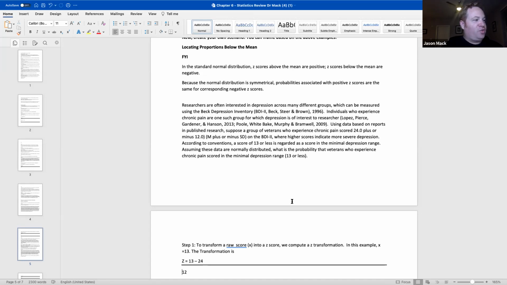According to conventions, a score of 13 or less is regarded as a score in the minimal depression range. Assuming these data are normally distributed, what is the probability that veterans who experience chronic pain scored in the minimal depression range, 13 or less?